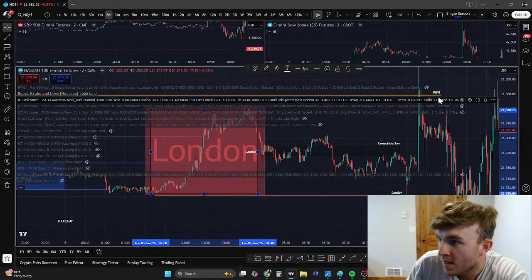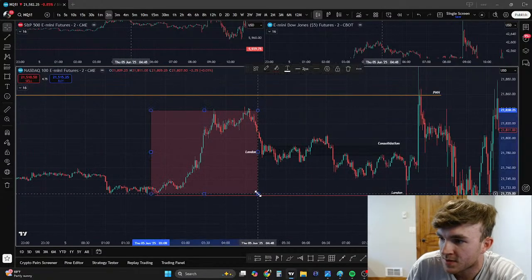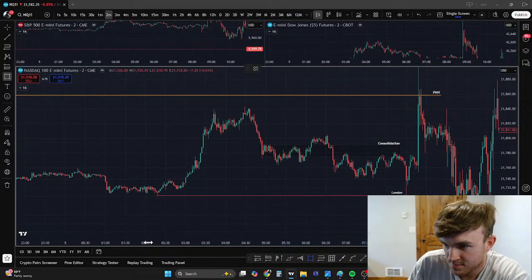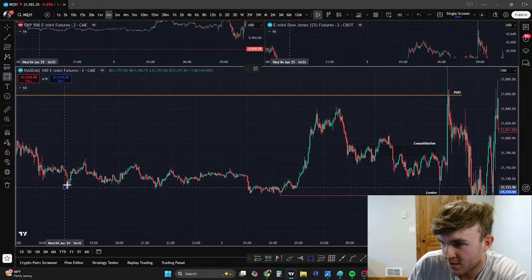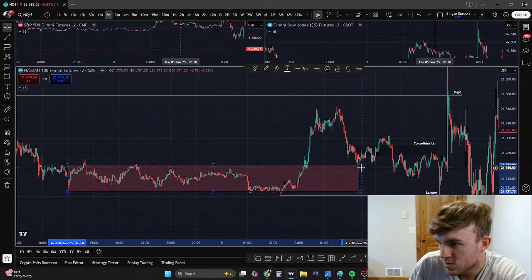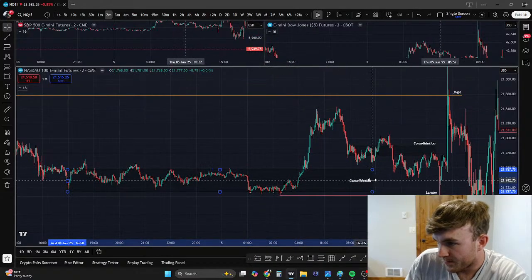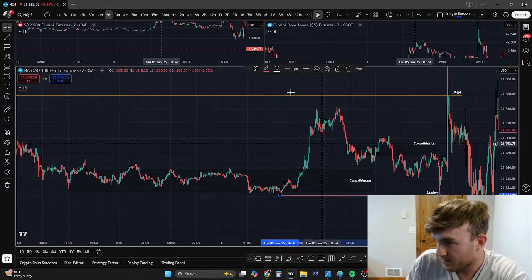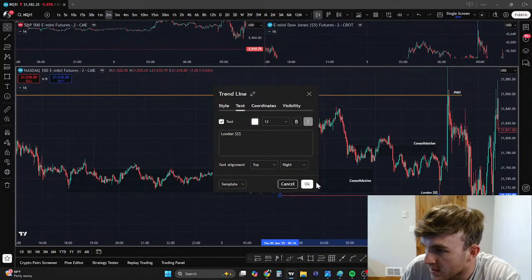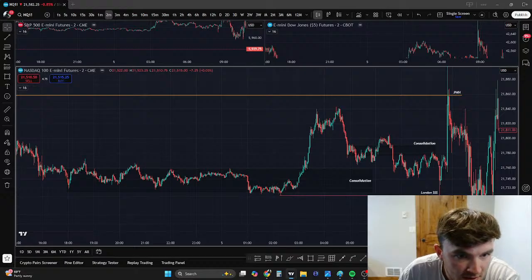Okay, let's get rid of everything. Boom. So we have London. Actually, we'll just have it marked out like this. London lows. And obviously this is also a pretty nice consolidation, right? Or accumulation. So we sweep them out. Sweep out London.